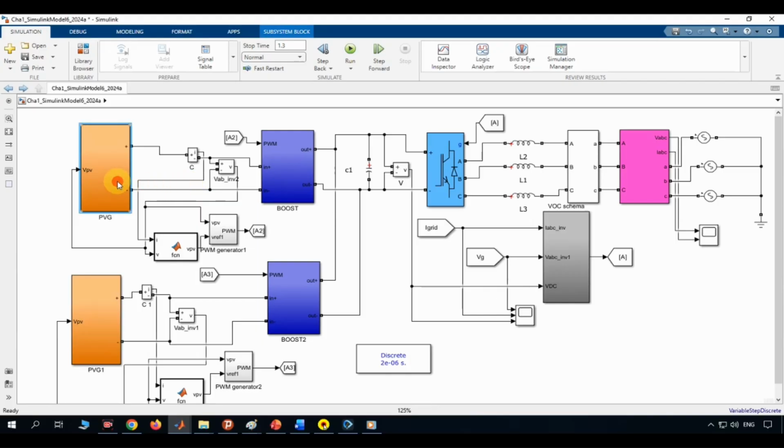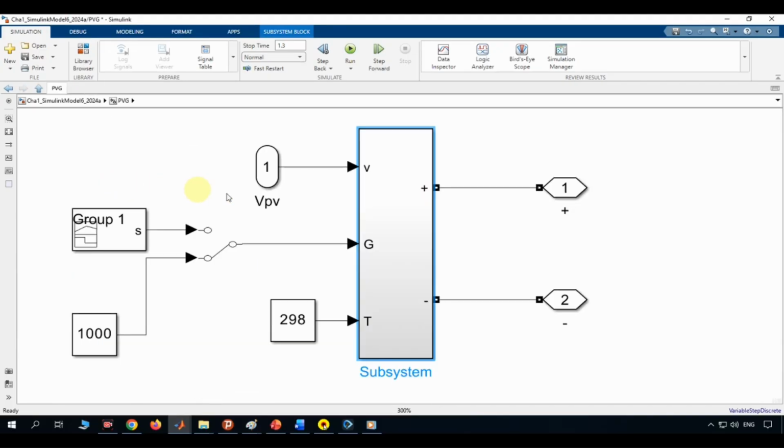Looking at the subsystem, we can see that it receives three inputs. The first input is the PV voltage, denoted by V. The second input is the solar irradiance, denoted by G or W, measured in watts per square meter. The third input is the cell temperature T, measured in Kelvin. These three quantities completely determine the operating condition of the photovoltaic module.